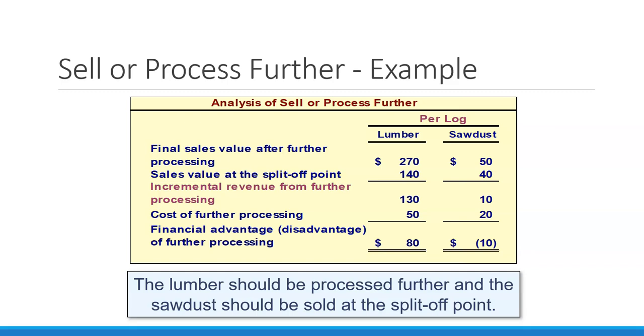So we look at the final sales if we do the further processing, $270 or $50. The incremental revenue from further processing. Remember, the incremental is the difference between the two decisions. We can either sell it at the split off point for $140 or process it further and sell it for $270. So the difference between those two is $130. The cost of further processing the lumber is $50. So we make $80 extra if we pay that extra $50 to process further.